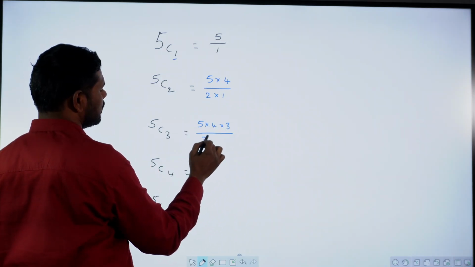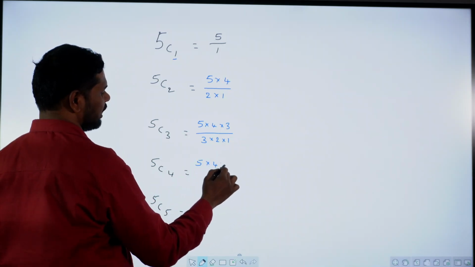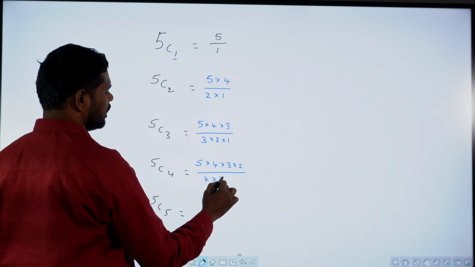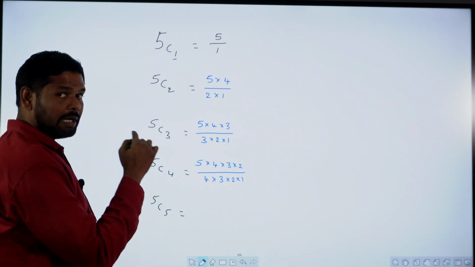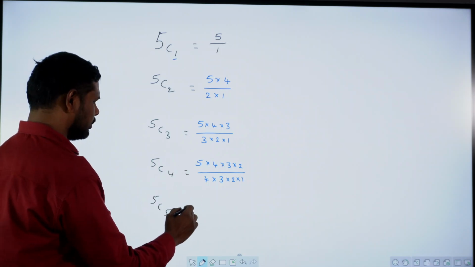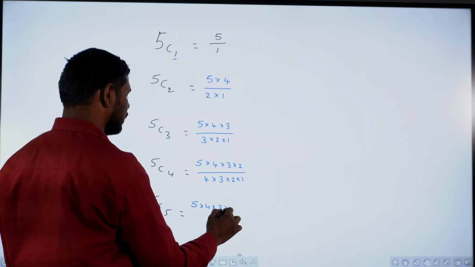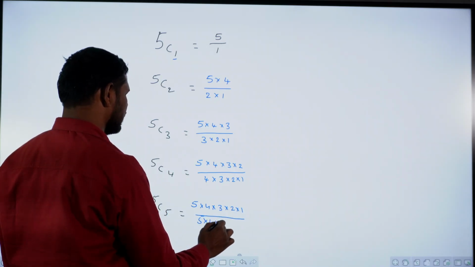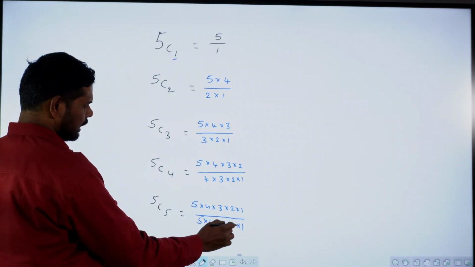In the denominator, 3 into 2 into 1. 5C4 means up to 4 terms: 5 into 4 into 3 into 2 divided by 4 factorial, which means 4, 3, 2, 1. In the denominator also, we get the same number of terms as in the numerator. 5C5 means 5 into 4, 3, 2, 1 divided by 5 factorial, 5, 4, 3, 2, 1. Just observe, all are cancelled here.